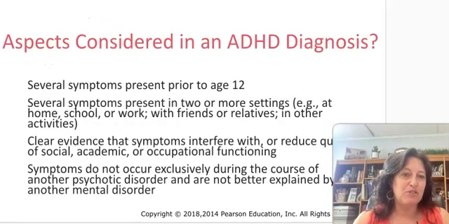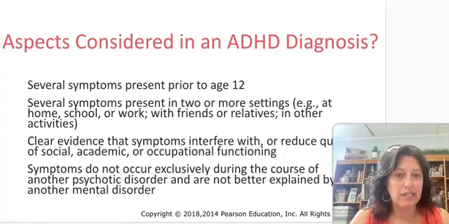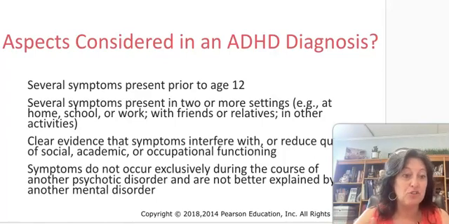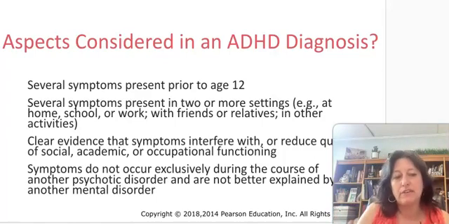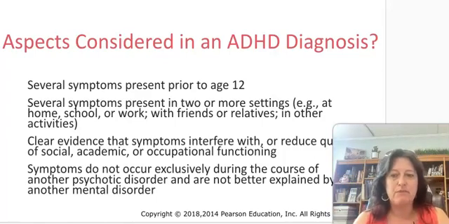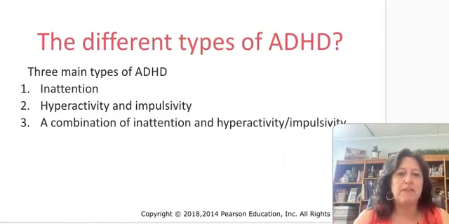So, what's considered when you do an ADHD diagnosis? Well, you need several symptoms that have got to be present prior to age 12. And these symptoms have to be present in two or more settings. So, things that are happening at home or at school or at work or with friends, during sporting events when you're participating on a team. And there's clear evidence that they interfere with or are reducing the quality of your social, academic, or occupational functioning. So the way you are just surviving in life. And these symptoms do not occur exclusively during some sort of other psychotic disorder, and they're not better explained by another mental disorder.